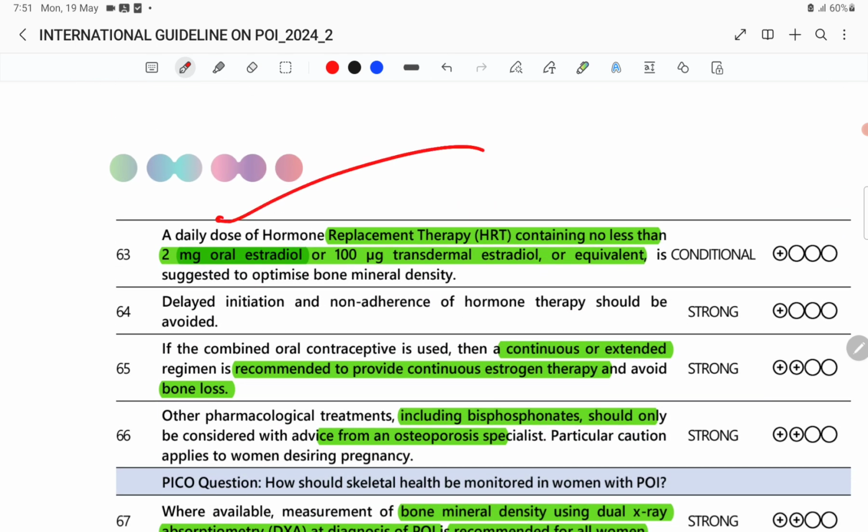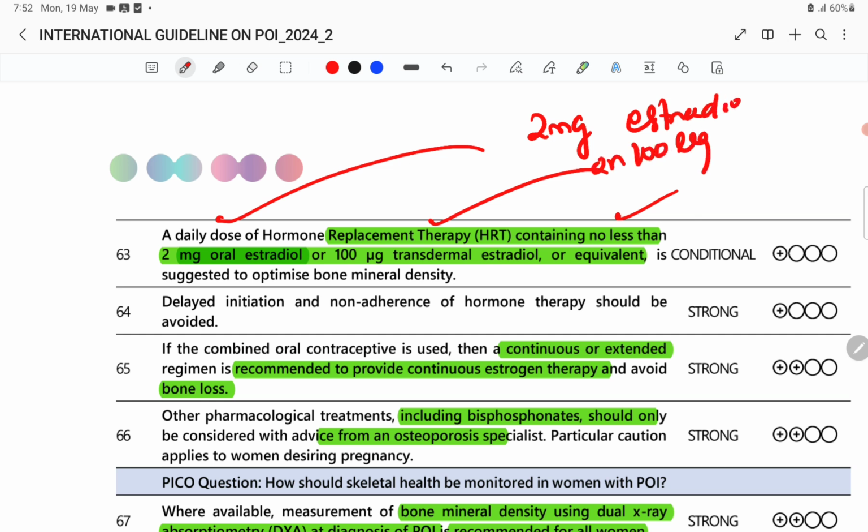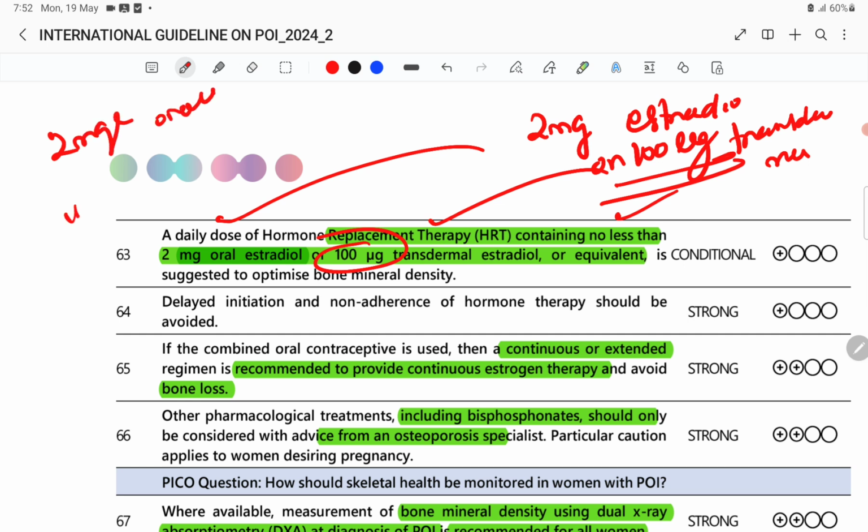The daily dose of hormone replacement therapy is very, very important, containing no less than 2 mg of estradiol orally, or 100 micrograms if you give it by the transdermal route. Very, very important: 2 mg oral estradiol, 100 microgram transdermal.